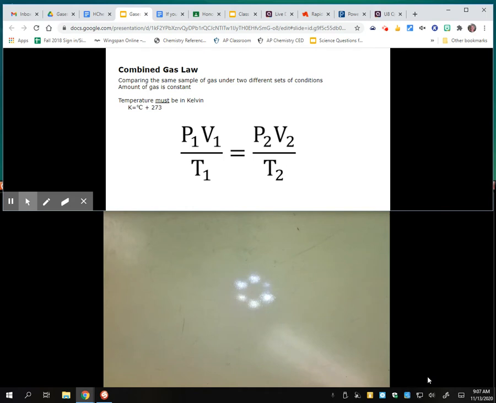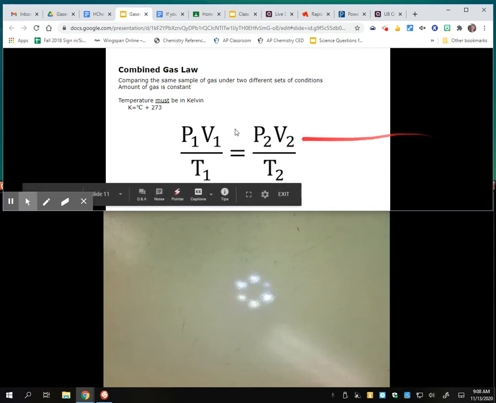In the combined gas law, we're comparing the same sample of gas under two different sets of conditions, so the amount of gas remains constant. The ones and twos refer to two different situations. So this is situation one. The problem will probably read like, if a gas has this volume at this pressure and temperature, what is its new volume under these new conditions of pressure and temperature? So you're going to have two different sets of conditions, situation one and situation two.